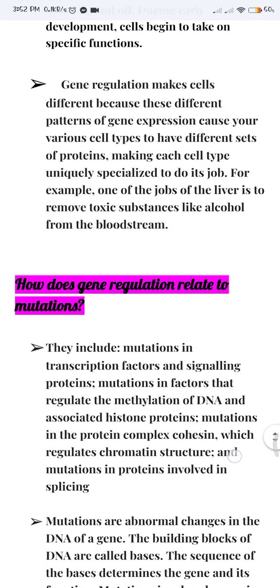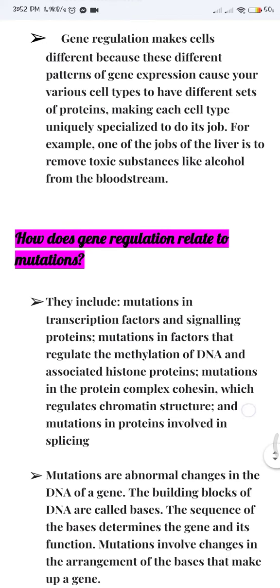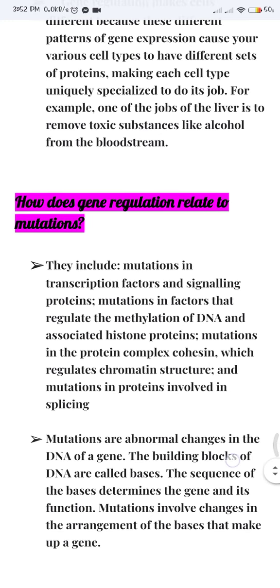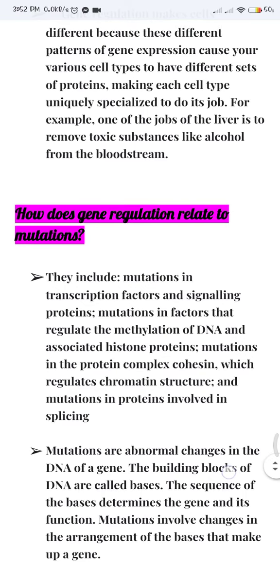Gene regulation makes cells different because these different patterns of gene expression cause your various cell types to have different sets of proteins, making each cell type uniquely specialized to do its job. For example, one of the jobs of the liver is to remove toxic substances like alcohol from the bloodstream.